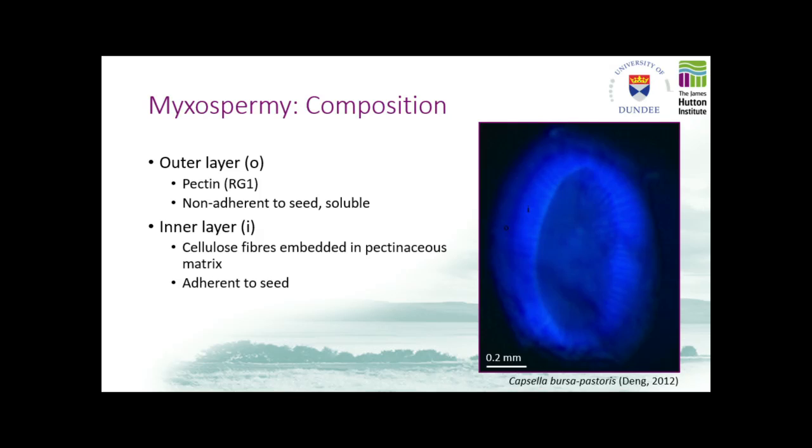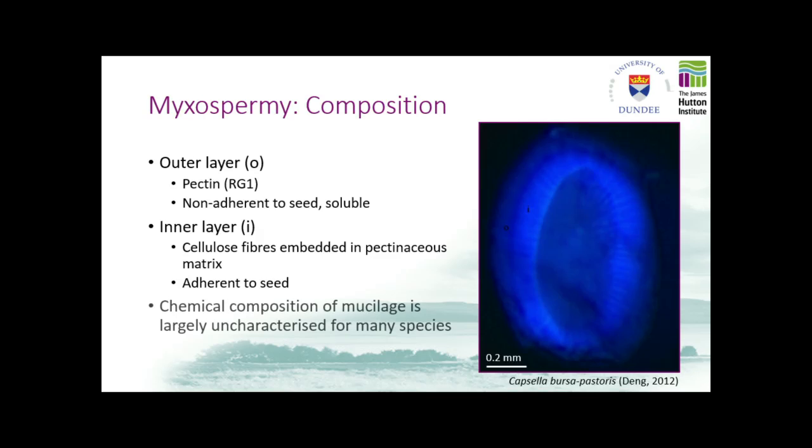Whereas the inner layer is comprised of cellulose fibers that are tightly packed in this pectin matrix. So it's just these rays here coming out of the seed coat. And this layer is adherent to the seed, so it's only going to be able to affect the soil that is physically surrounding the seed itself.